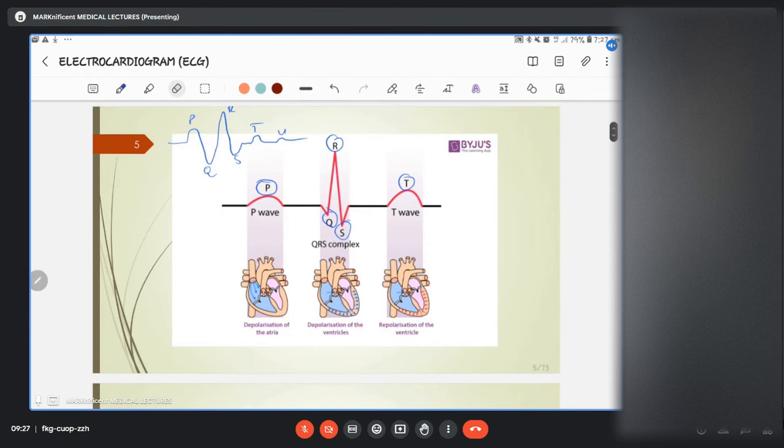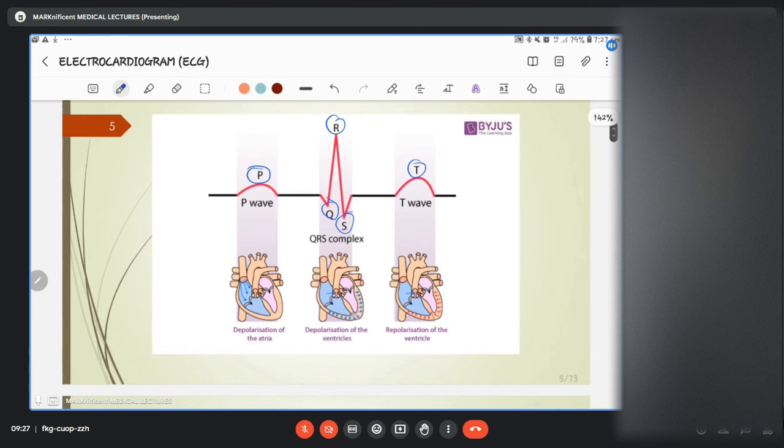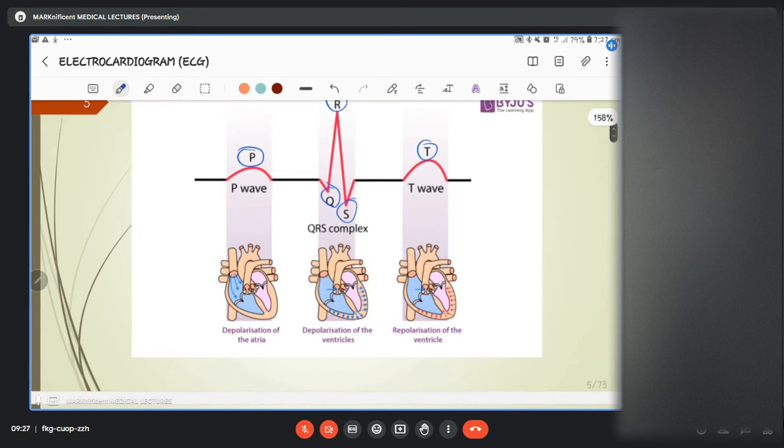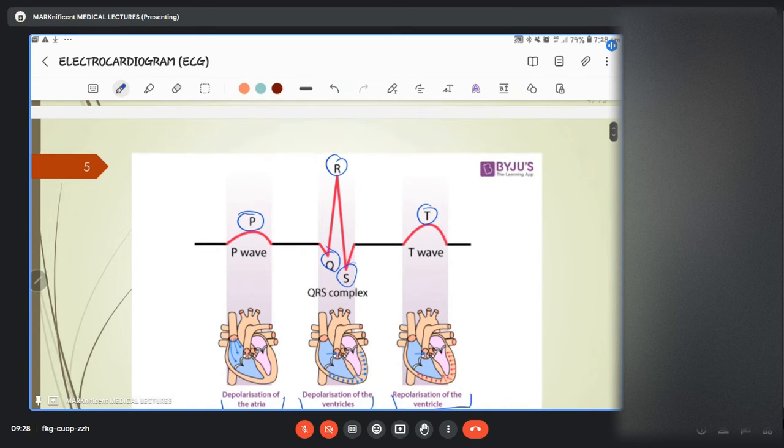So this aside, I've also taken my time to explain what each of these tracings mean. I've told you that the P wave is what? The depolarization of the atrium. So that's what you can see under here. Atrial depolarization, that is the two atria, I mean. And then you have depolarization of the ventricles, which is the QRS complex here. And then next you have repolarization of the ventricles.